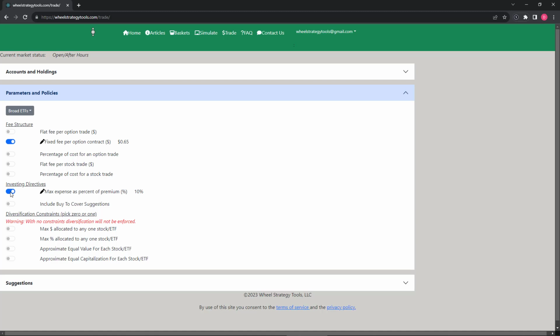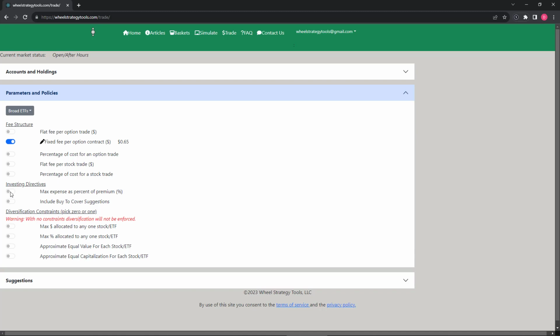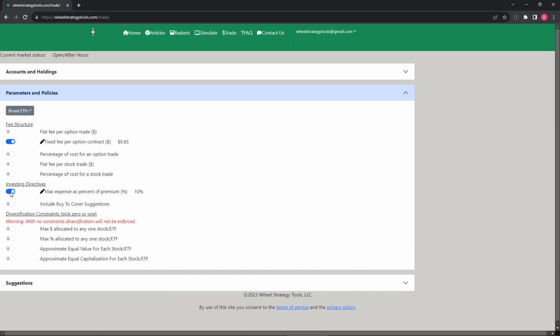The default value is 10%, which means that you'll only be presented with a suggestion in the trade page or have the option sale be accepted in a simulation scenario if the premium is 10 times as large as the fee. If you don't select this option, there will be no filtering. The setting is a percentage value, so entering a 1 would filter out choices where the option sale was less than 100 times the fee.